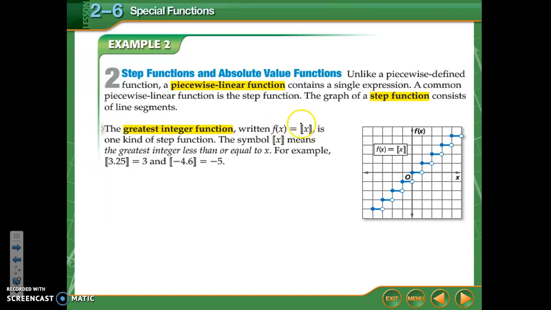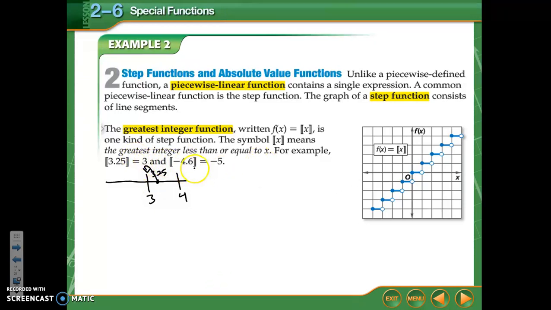f of x equals x, but inside these double square brackets. And that means the greatest integer less than or equal to x. For example, if I take the greatest integer function of 3.25, I pick the integer that's directly below 3.25. If I think of this on a number line, if this is 3 and this is 4, 3.25 would be right here. The greatest integer function says find the integer that's directly less than or equal to this number. So the biggest integer that's less than 3.25 is 3.